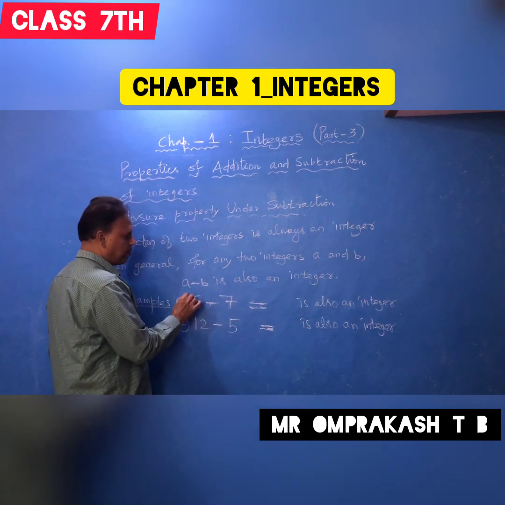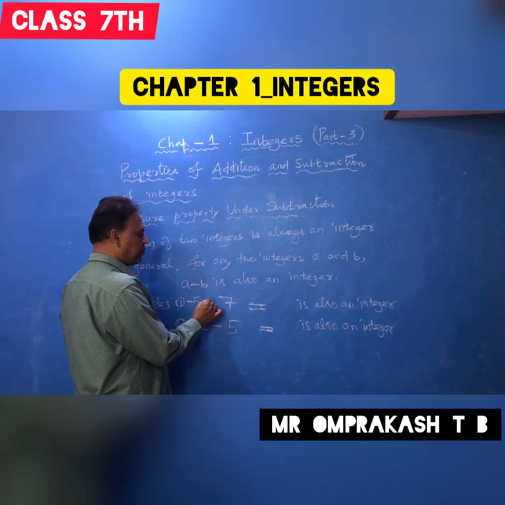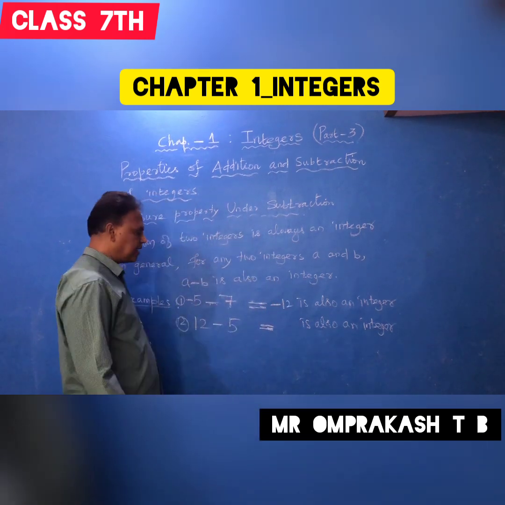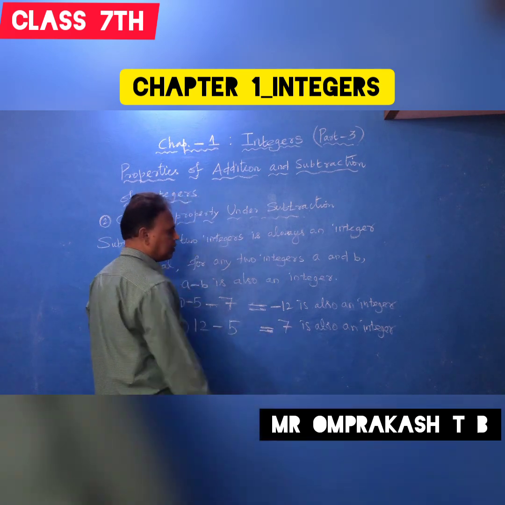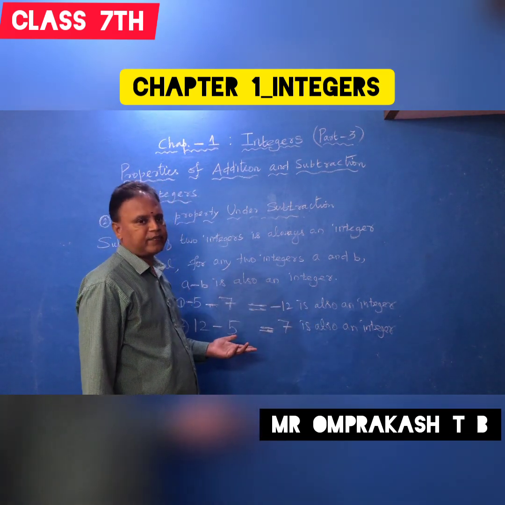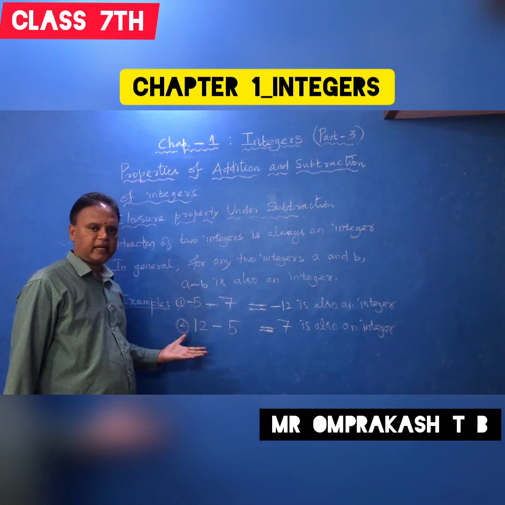Subtract 7 from minus 5. Clear? That is the meaning. Okay, now minus 5 minus 7 means minus 12. Both are the same sign. Clear? Add and put the same sign. Here also, 12 minus 5 is 7. So minus 12 is also an integer, and 7 is also an integer. Clear? So subtraction of two integers is also an integer. Clear?